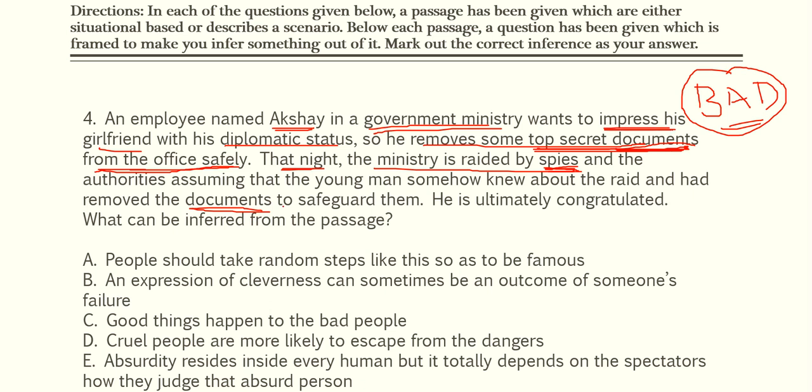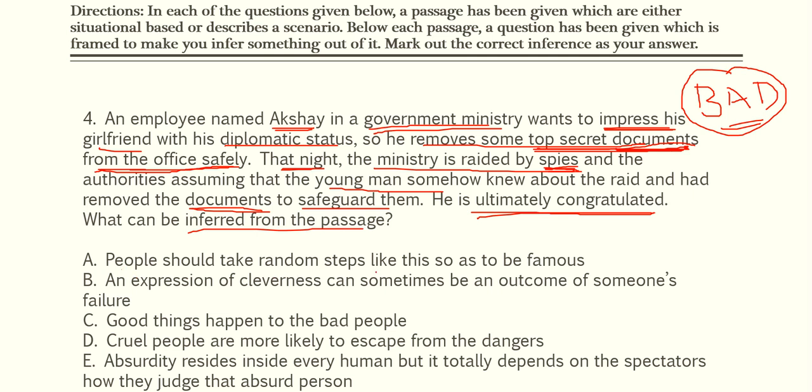Got it? Now the government authorities thought that Akshay, the young man, somehow knew about this raid, and in order to safeguard them, he had hidden those top secret documents. So ultimately, what happens? He is being congratulated. Maybe the government has awarded him. So what can be inferred from the passage? Now let's check the options.